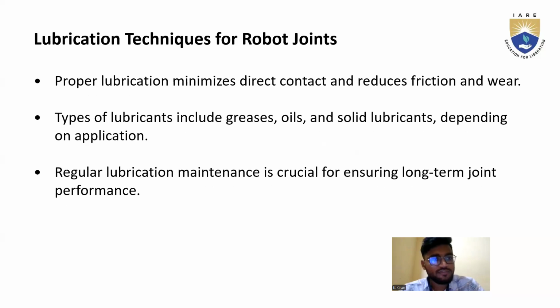And for lubrication techniques for the robot joints, there are different types of lubricants, which we know are mainly grease, oil and solid lubricant, depending on the application. Based on the application, we can use lubrication to prevent direct contact and reduce friction and wear.